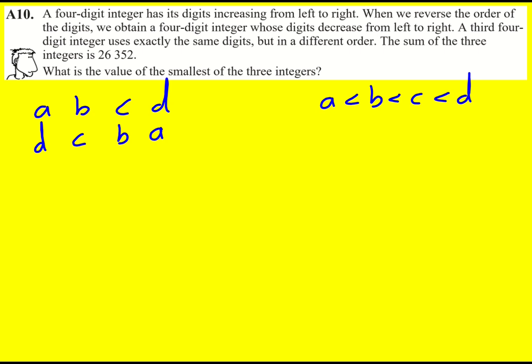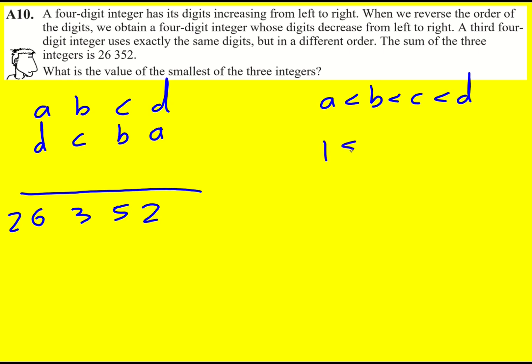And then a third 4-digit integer is used that uses the same digits but in a different order. When we add all of these together, we get 26,352. We're asked for the value of the smallest of the three integers. Now, some immediate results arise.